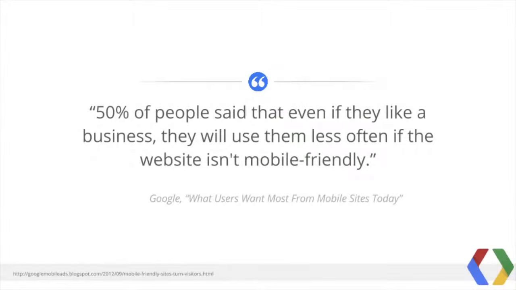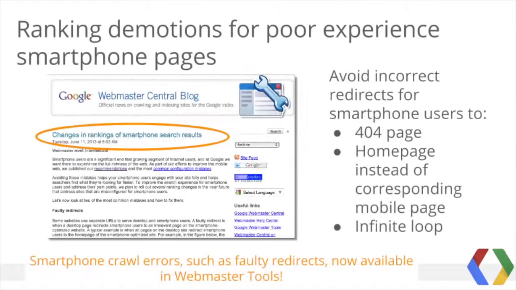In past videos published on our Google Webmasters YouTube channel, we talked a lot about website improvement, but mostly it was by default a reference to desktop websites. In this video, we'll focus entirely on the mobile web and how to improve high traffic, poor user experience mobile pages. To put things in perspective, in what users want most from mobile sites today, the Google Mobile Ads blog cites that 50% of people said that even if they like a business, they'll use them less often if the website isn't mobile friendly.